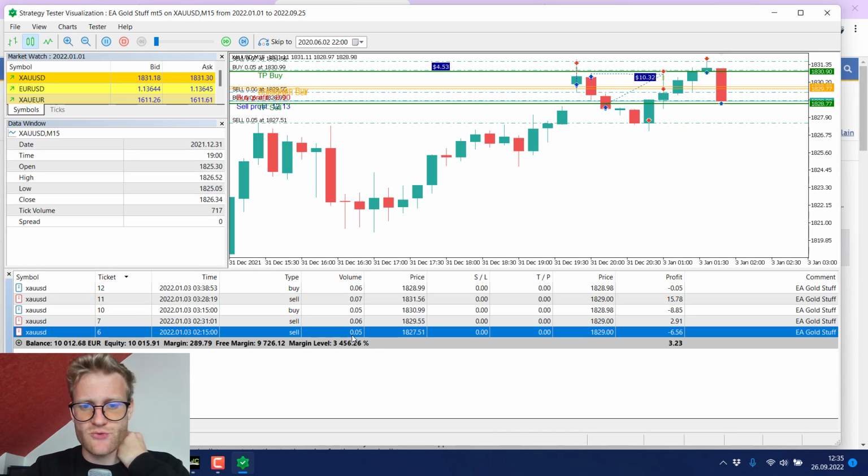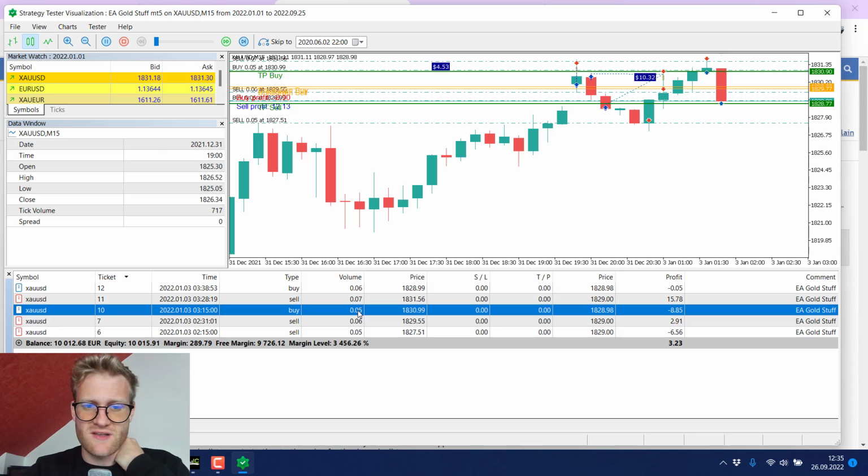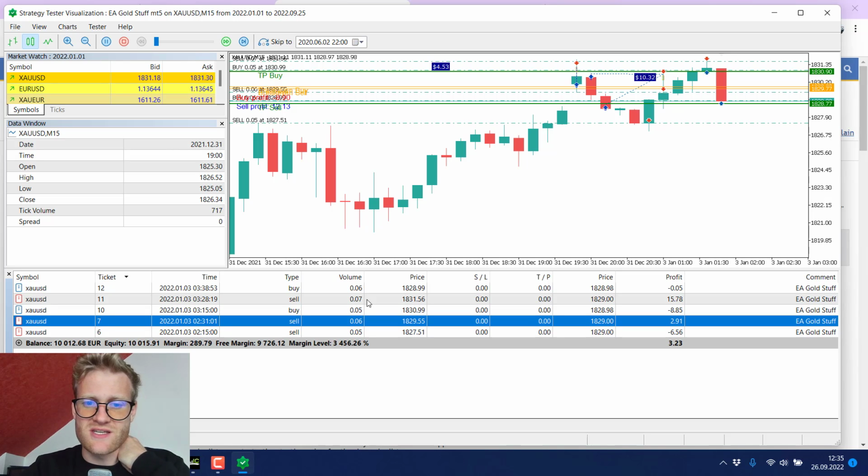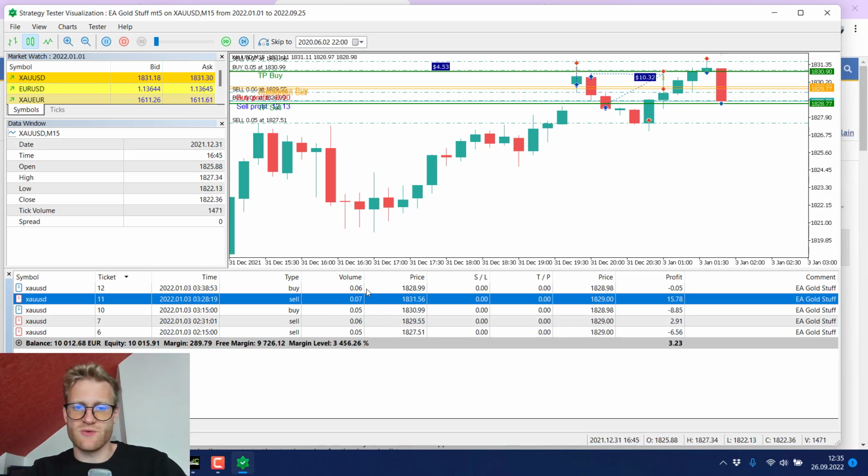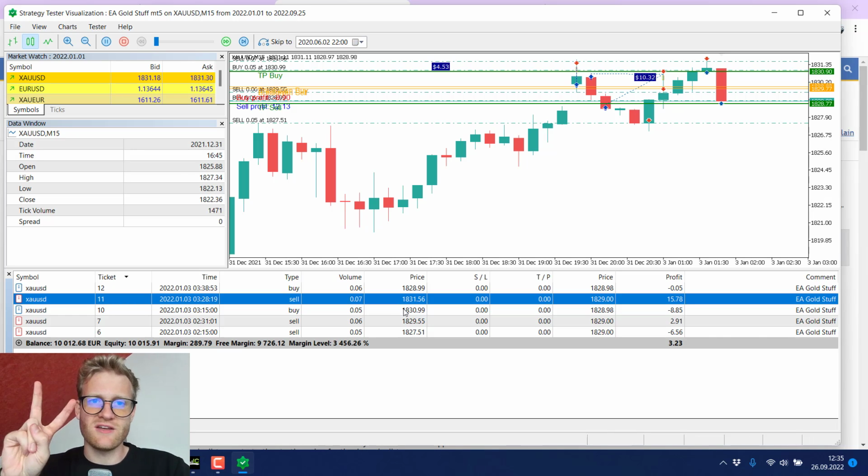So this was the first sell trade, 0.05 lots. This was the second one, 0.06 lots. This was the first one, 0.07 lots. So the lot size is also increasing. So we have two functionalities already here.